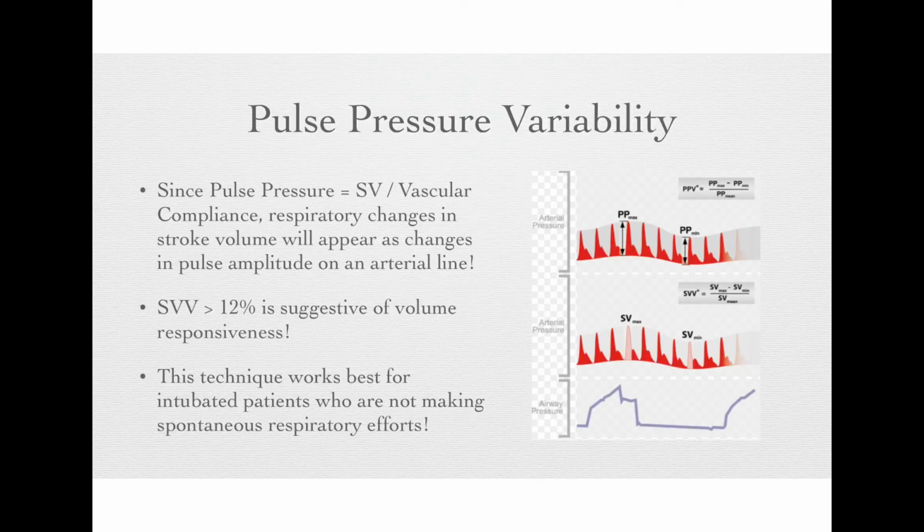Here's how that would look on an arterial pressure tracing. Again, during inspiration, the increase in the intrathoracic pressure causes a brief increase in the stroke volume and pulse pressure, followed by a gradual decrease. By measuring the maximal pulse pressure and the minimum pulse pressure, and entering them into a formula, we can calculate the stroke volume variability and determine if the patient is likely to be volume responsive using this cutoff.